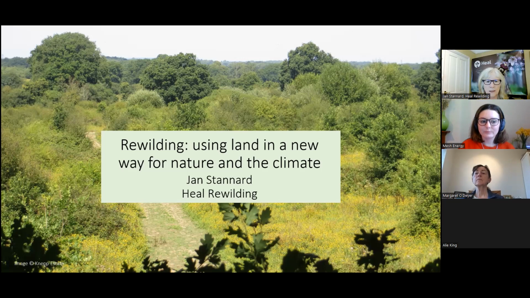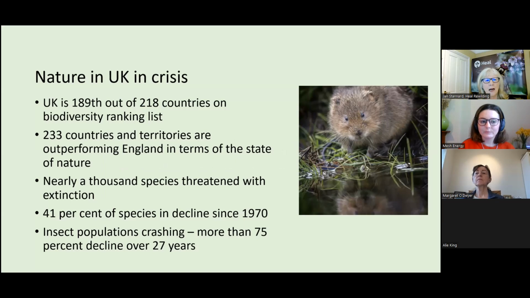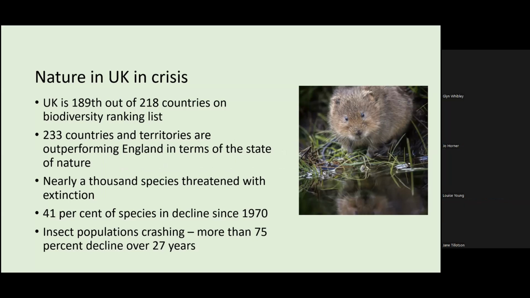Many of you will know that nature isn't doing too well in this country, but I think a lot of people don't really realize just how bad it is. There is this international ranking of how countries are doing for the state of their nature, and we are 189th in terms of how healthy our nature is, which, put a different way, means that 233 places, countries and territories are outperforming England. I mean, what else were we that bad at?